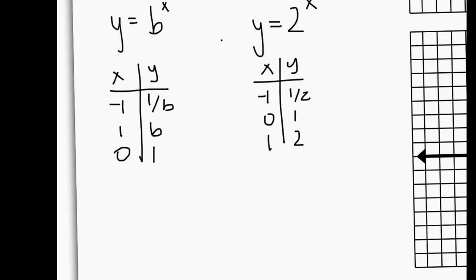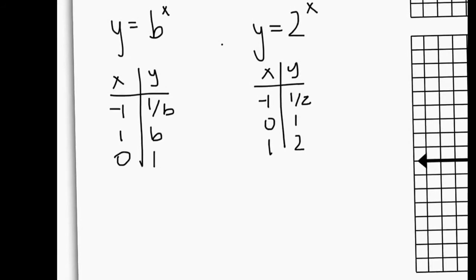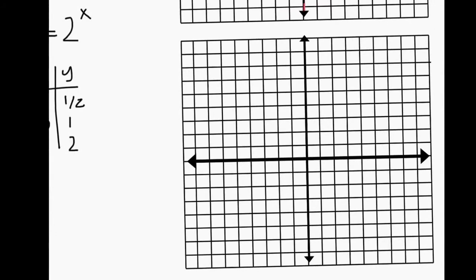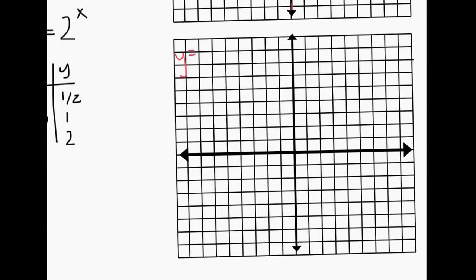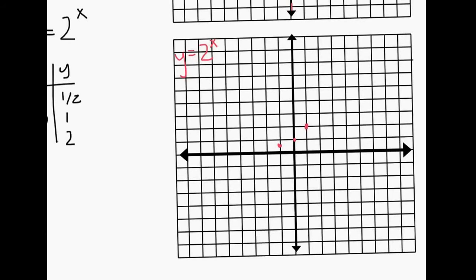So that allows us to draw in our parent shape here for y equals 2 to the x. We've got negative 1, 1 half, 0, 1, and 1, 2. Now, there's no exponent that could give us a y value of 0, so we've got a horizontal asymptote, and the shape of our graph is an exponential graph.